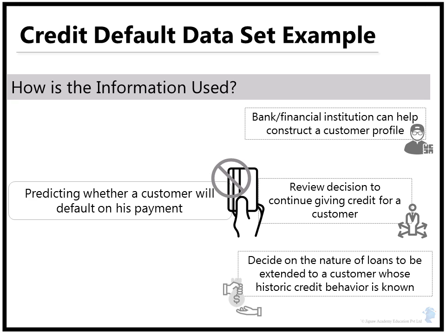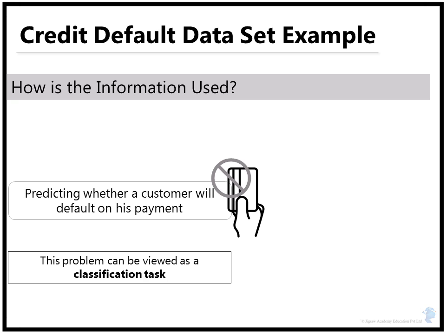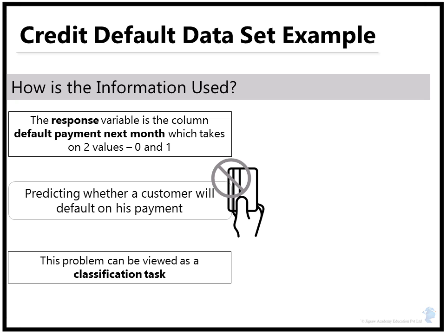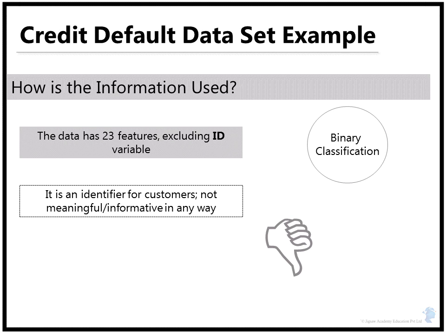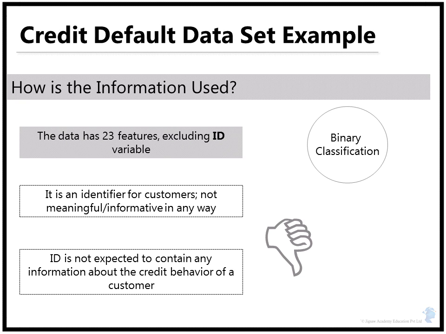Using our newly acquired machine learning terminologies, we can see that this problem can be viewed as a classification task. The response variable is the column default payment next month, which takes on two values, 0 and 1. So this problem is a binary classification. The data also has 23 features, excluding the ID variable. Remember that it is just an identifier for the customer and not meaningful or informative in any other way.